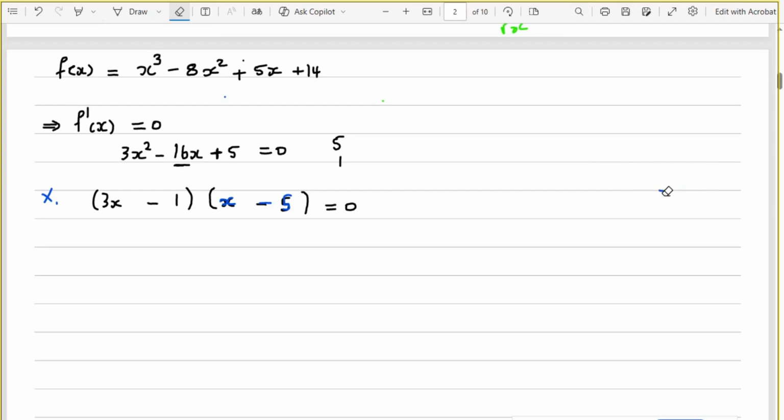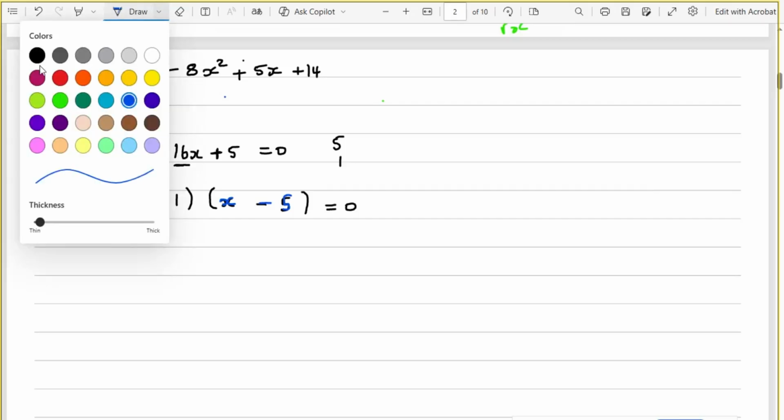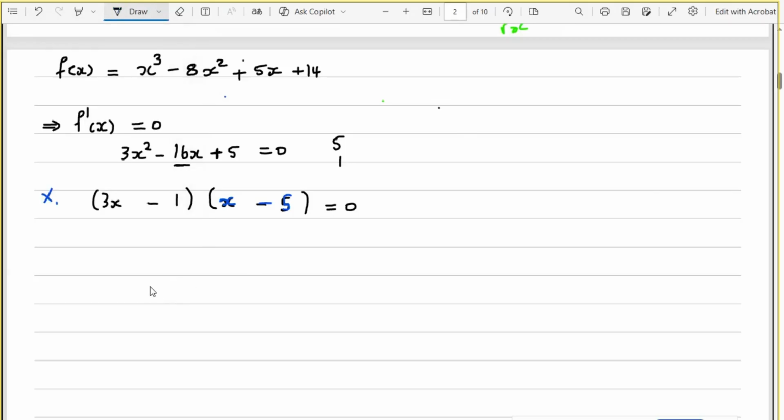Now, what I'm going to do, I'm going to solve this equation by saying that x is 5 or x is 1 over 3. So these are the x coordinates. We need to find the corresponding y value, which is f at 5. We also need to find f at 1 over 3 on the equation.